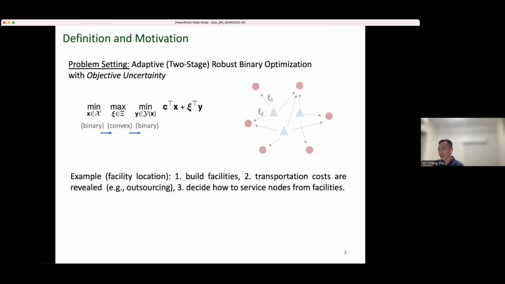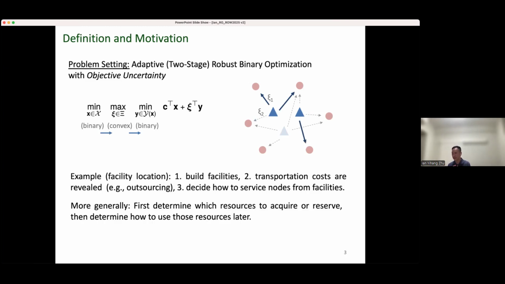The motivating example is a very classic facility location problem where we can think about two stages of decision making. In the first stage, I decide where to put my facilities. Once I put my facilities, transportation costs become revealed to me, and then I decide how to service nodes from these facilities. As a quick example, suppose these blue triangles are places where I can put my facilities. In the first stage, suppose I put two facilities. Once I put them, the uncertainty, meaning the transportation costs, is revealed to me. Then based on the transportation costs that I observe, I can decide how I want to service these red nodes. For certain transportation costs, I might want to service it this way or this way.